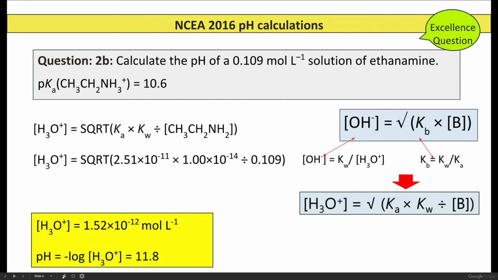When we do that, you should find that you get a pH of around 11.8. That's what we're aiming for. 11.8.